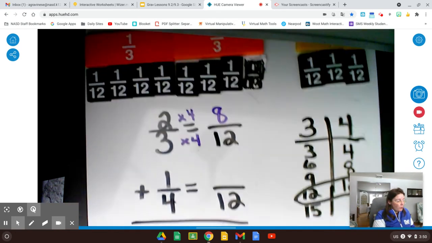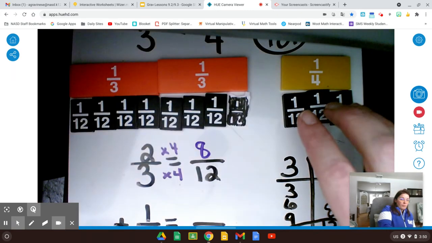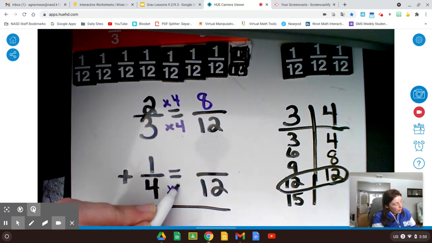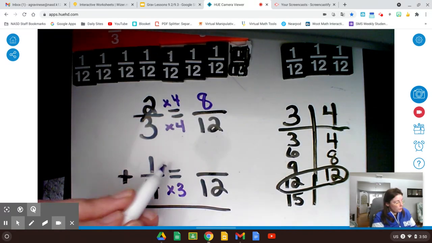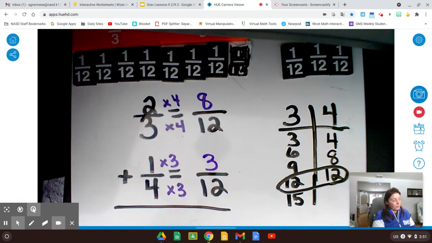All right, 1/4. Do the same. 4 times what equals 12? How many of these guys were in a fourth? 3. Do the same to your numerator. 1 times 3 equals 3.